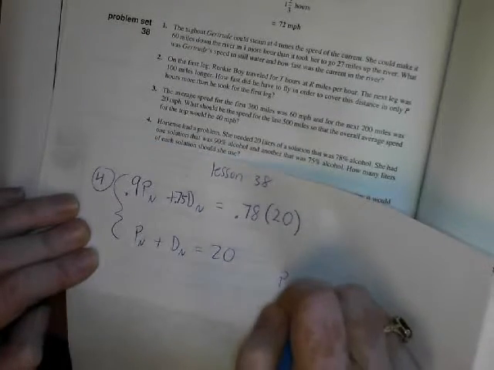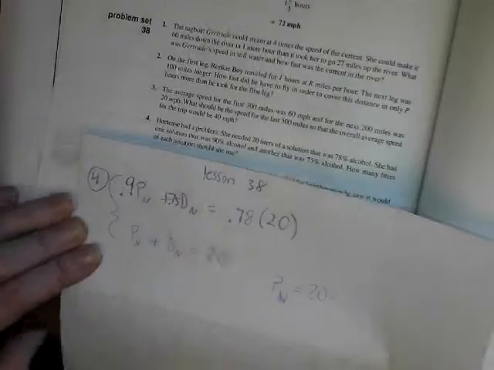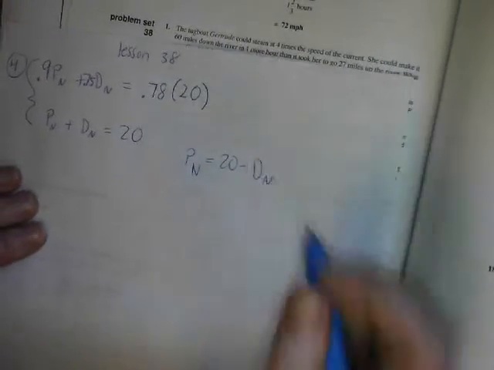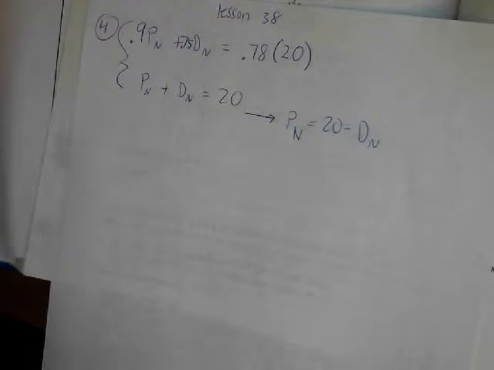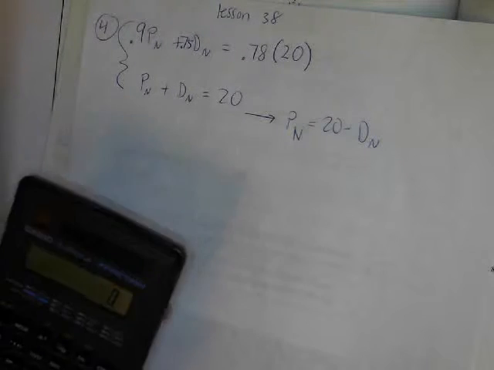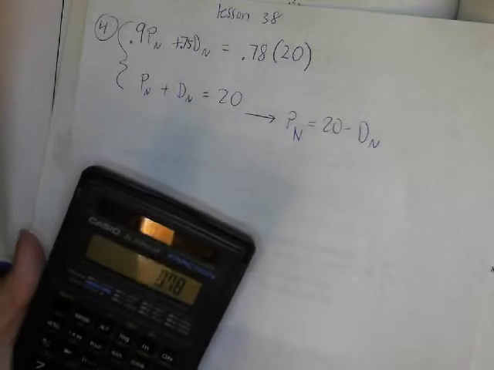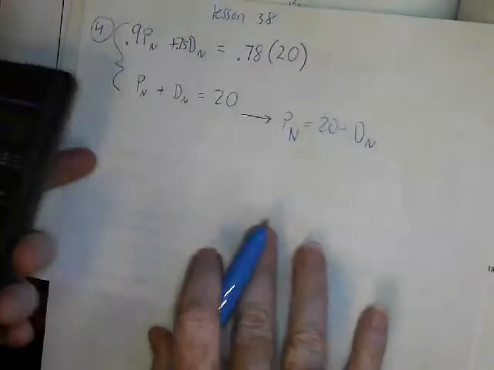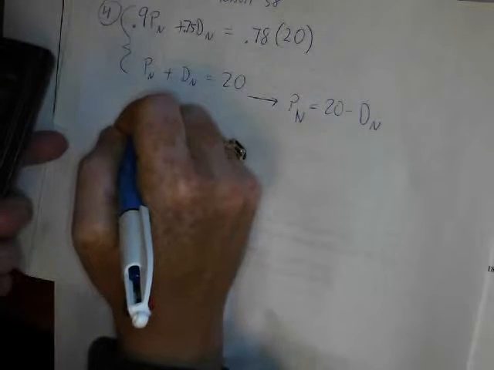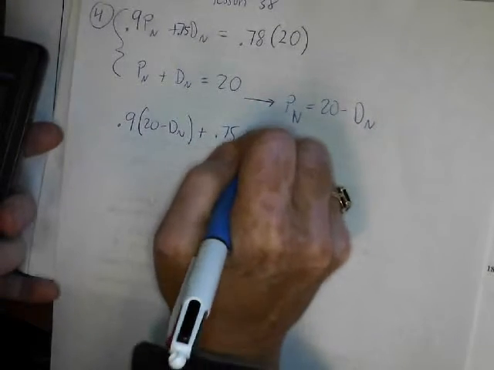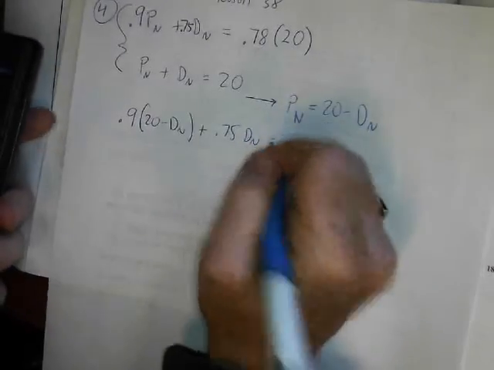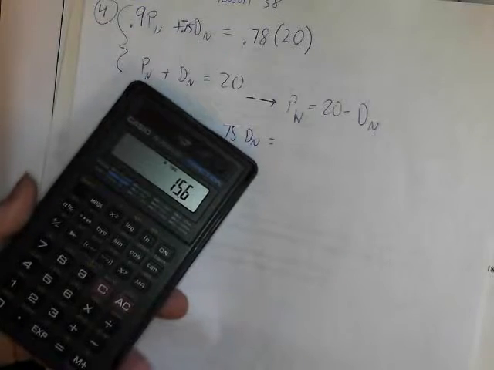So I'm going to say that P sub n is equal to 20 minus D sub n. Okay, and then I'm going to plug stuff in, and I'm going to get out my calculator and find out what 0.78 times 20 is. So that's 15.6 up there. Okay, so I'm going to say 0.9 times, instead of P sub n, I'm going to go 20 minus D sub n, plus 0.75 D sub n. See, now I got one equation and one unknown, so that's good. And then I said 0.78 times 20, I got this, 15.6.